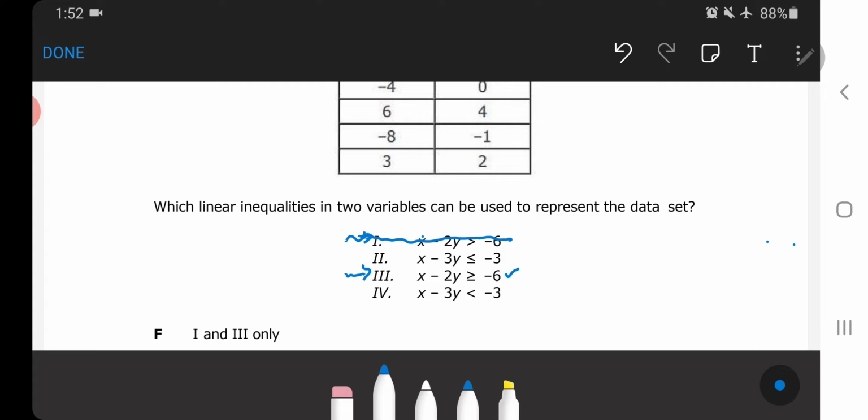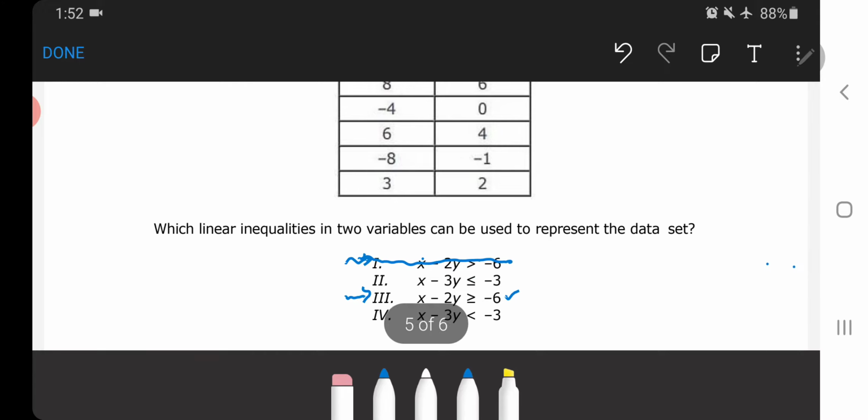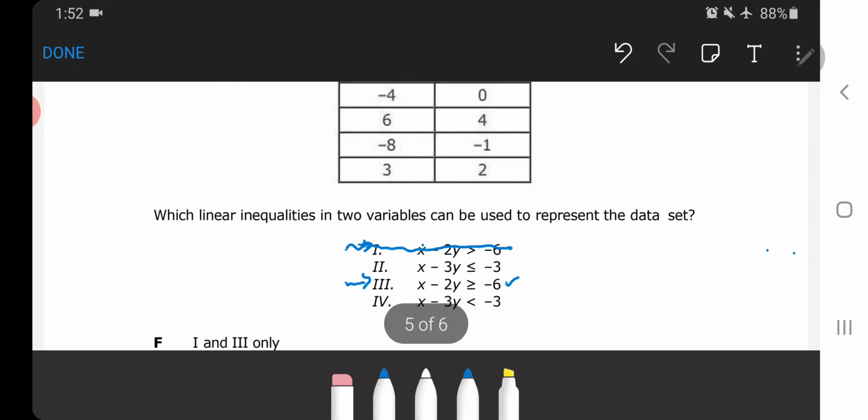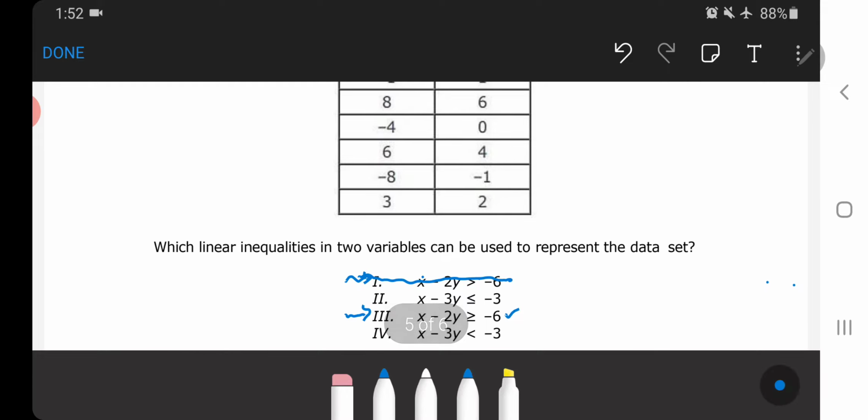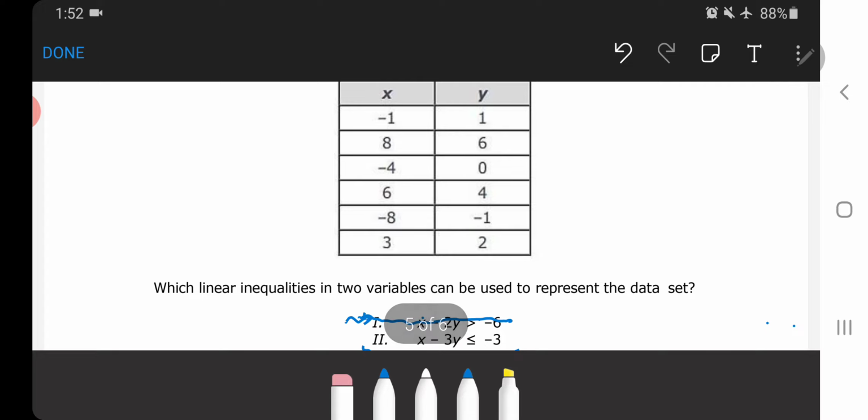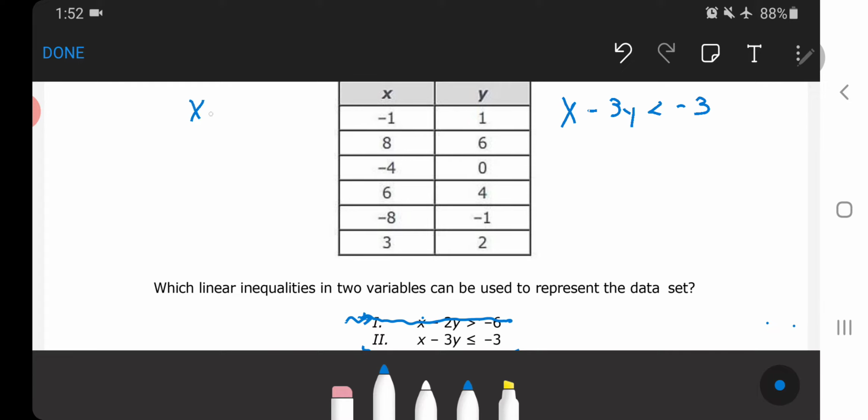Looking at our next ones, 2 and 4, we have the same scenario. Just one's equal to and one's not equal to, so this is pretty easy to do. Let me go ahead and do it like I did for x minus 3y. We have x minus 3y is less than negative 3, and x minus 3y is less than or equal to negative 3.